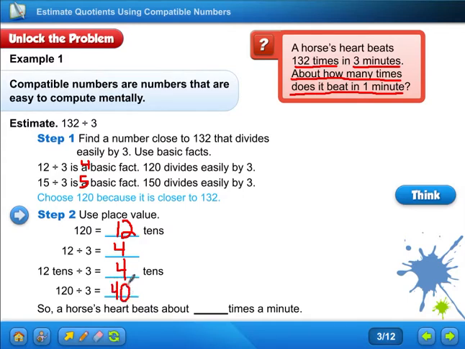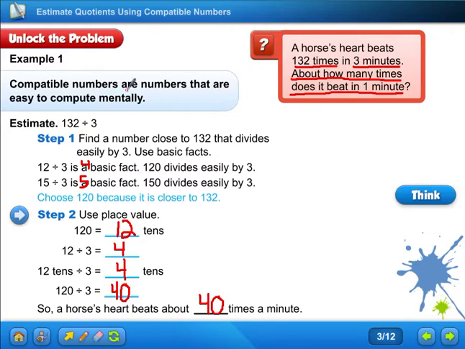40. And think about it backwards. 40 times 3 equals 120. 3 times 4 equals 12. Add your 0. So a horse's heart beats about 40 times a minute. Is it exact? No. Because remember, the real answer was 132 was how many times it beats. But we used 120, so it would be easier for us to compute in our head.